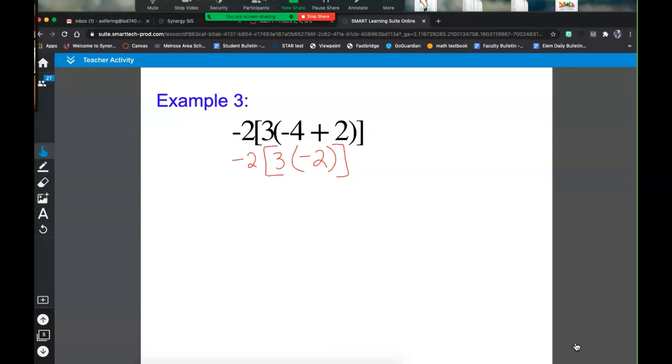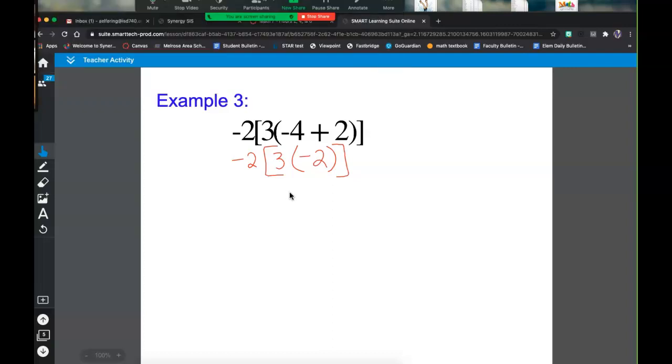So you should have gotten an answer of positive 12. Okay, -4 plus 2 is -2. Those of you at home, you might want to split your screen side by side. Then we multiply -2 times 3. Remember, we're multiplying. I saw a couple of you put 5 or -5 for that. You added instead of multiplied.